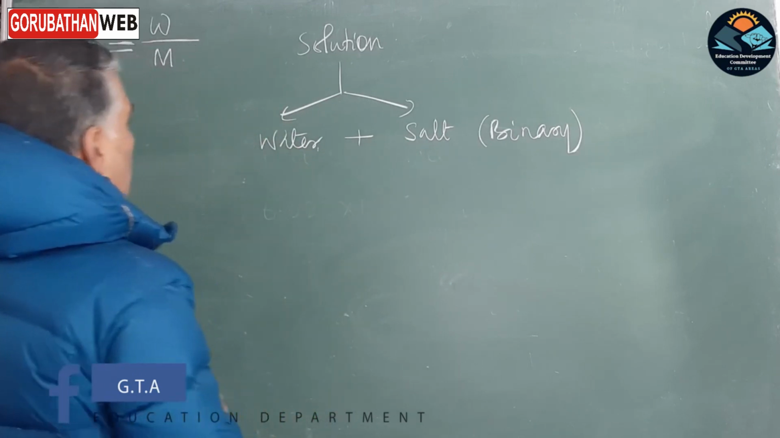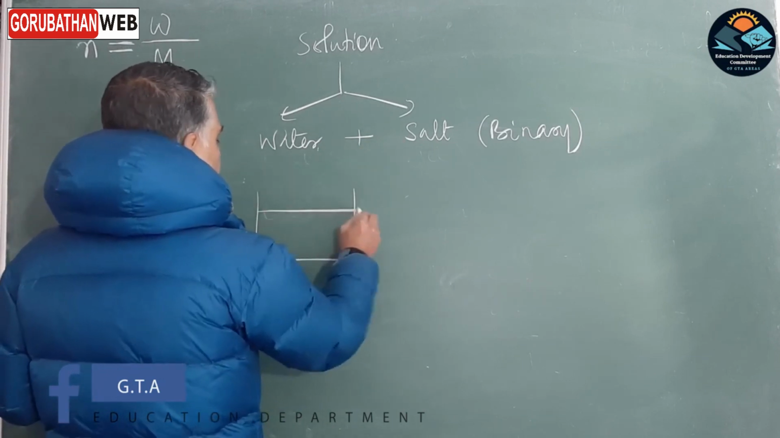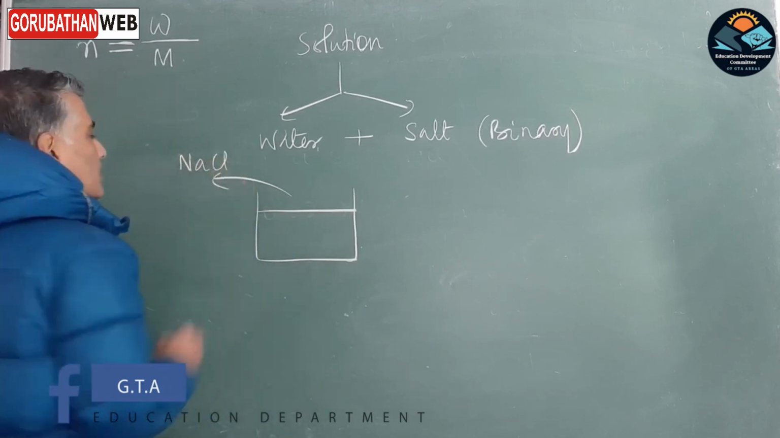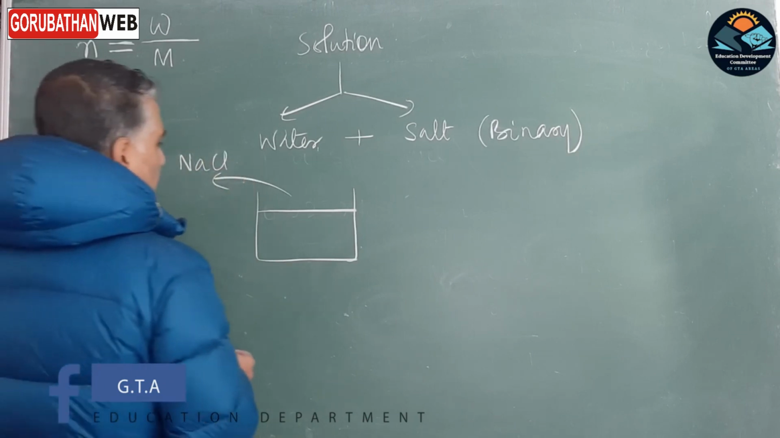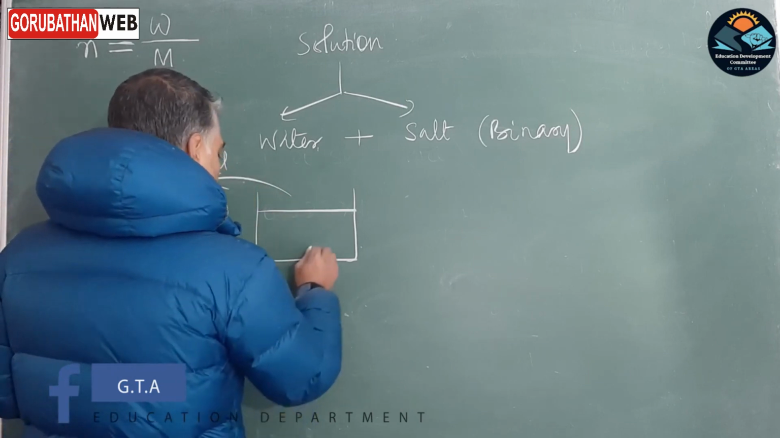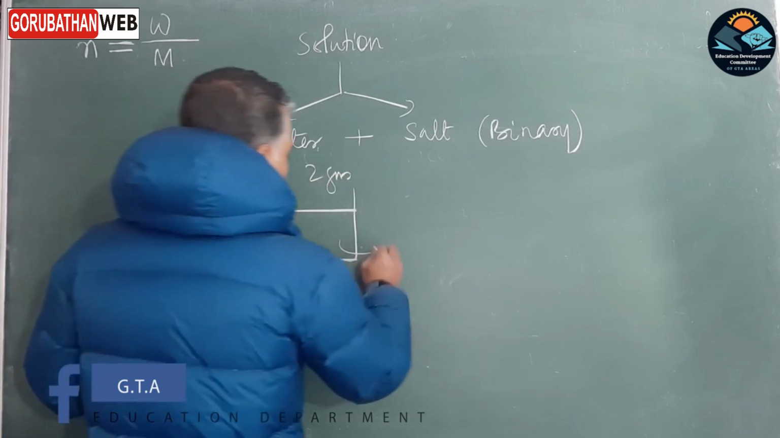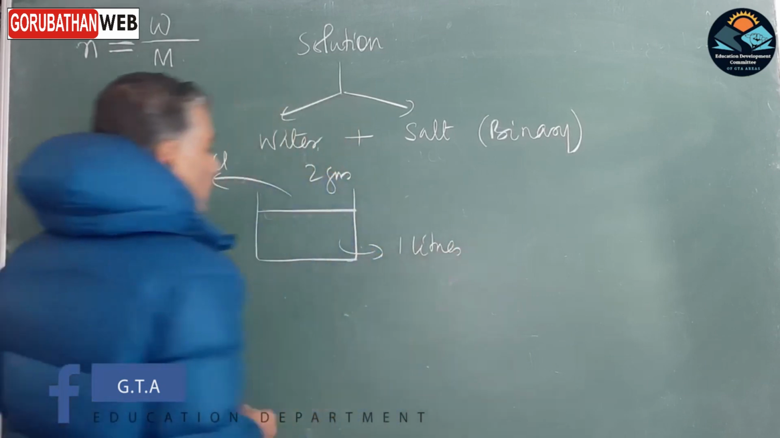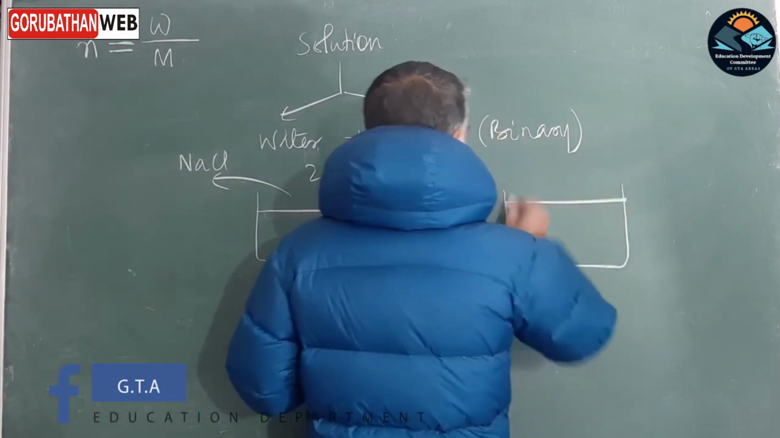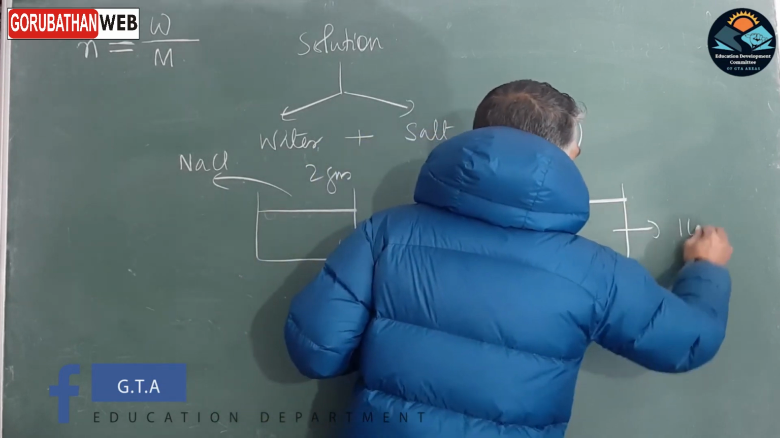Okay. So in our solution, let's talk about a solution of salt in water. Let's say we'll be taking this sodium chloride. That's the common salt we use. So it's a solution of sodium chloride in water. You can prepare a solution of sodium chloride in water in so many ways. You can take 2 grams of sodium chloride and mix that in 1 liter of water. Or you can have another solution of same sodium chloride in water where you've taken, let's say, 10 grams of sodium chloride and added in 1 liter of water.